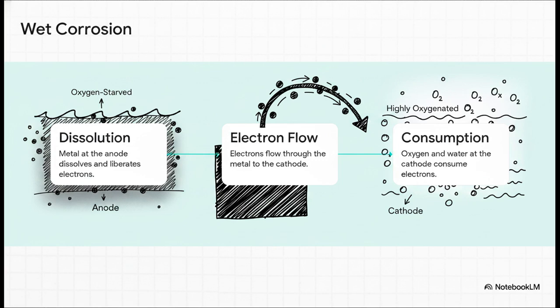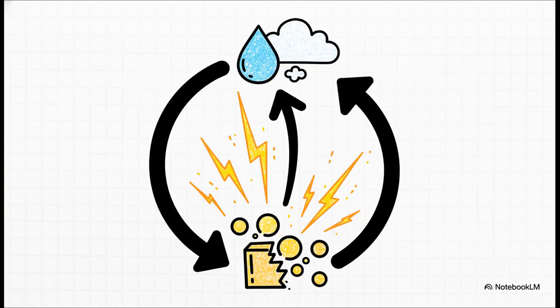Third, when those electrons finally reach the highly oxygenated cathode above the water, the oxygen and water just use them up. As long as this flow keeps going, the metal below the surface is slowly eaten away. Now, if you're preparing for an exam, you are definitely going to need to know the chemistry here. But please, don't let these equations intimidate you. They're literally just the mathematical translation of those three peaceful steps we just talked about.